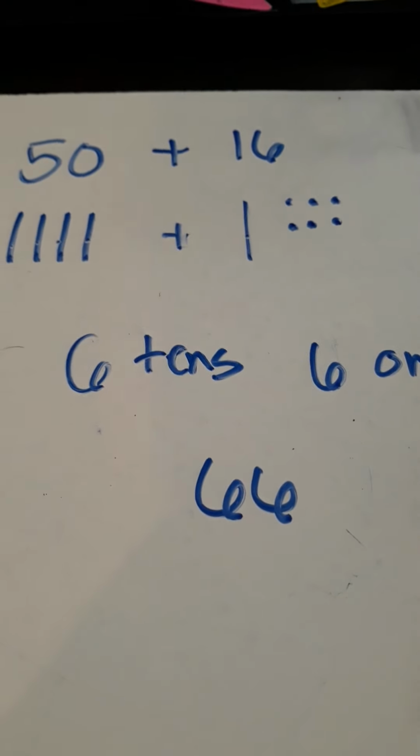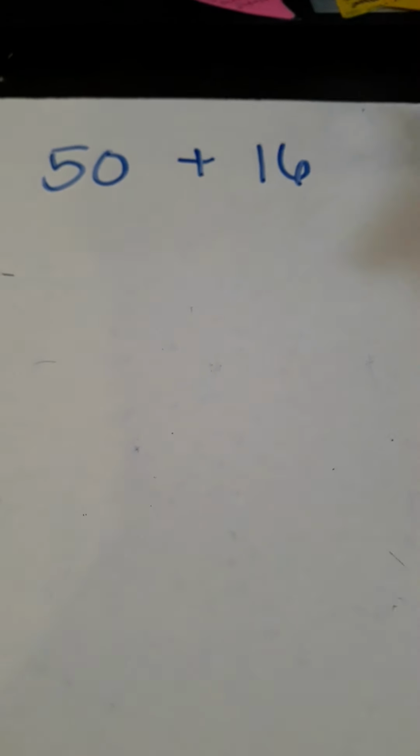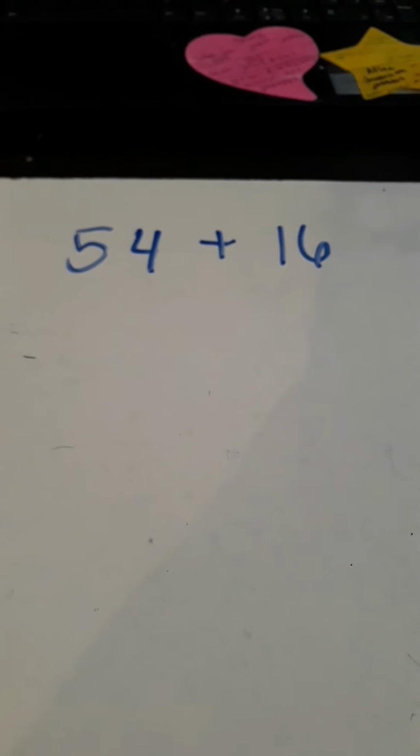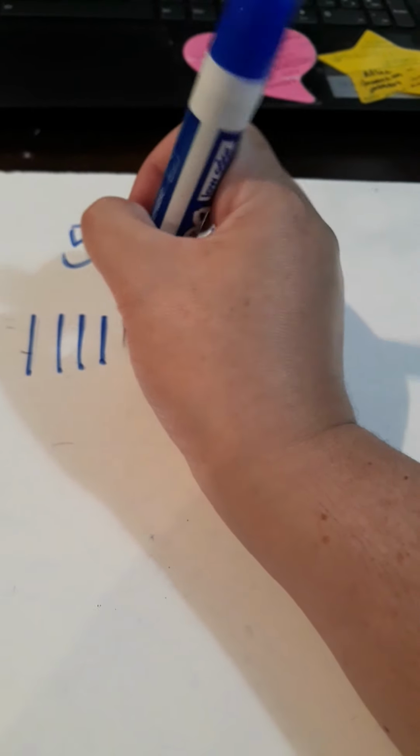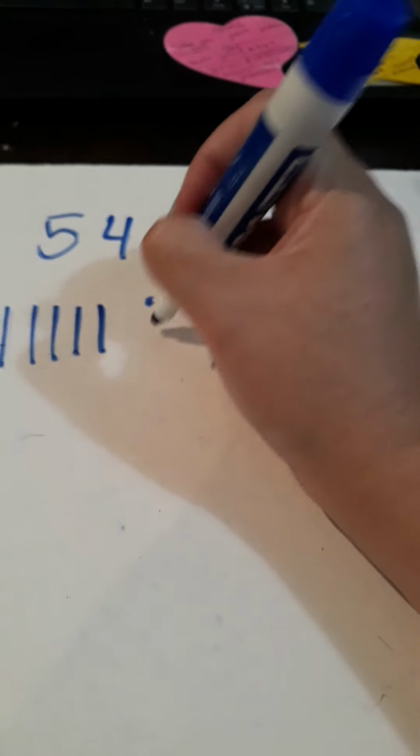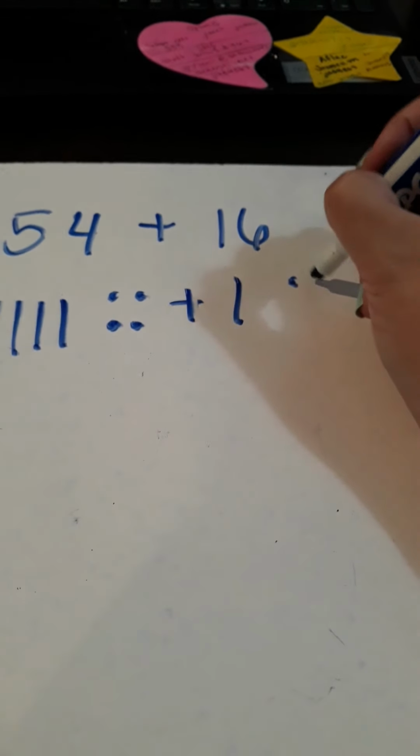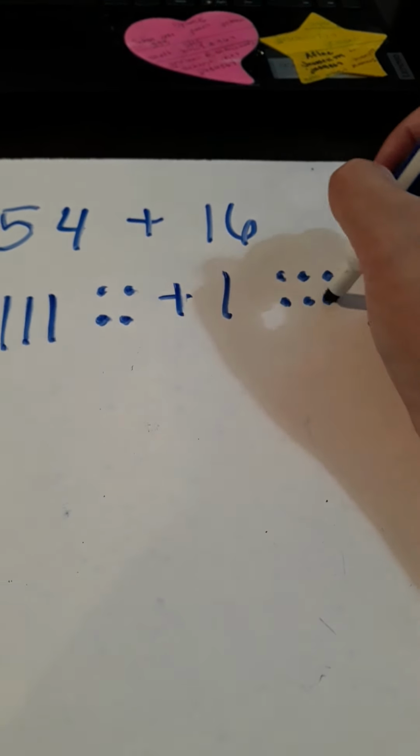Now same thing, same numbers. Well, 16 is the same, but it's going to be 54 now. Let's draw it out. 10, 20, 30, 40, 50, and then our 4: 1, 2, 3, 4. Plus 16: 10, 1, 2, 3, 4, 5, 6.